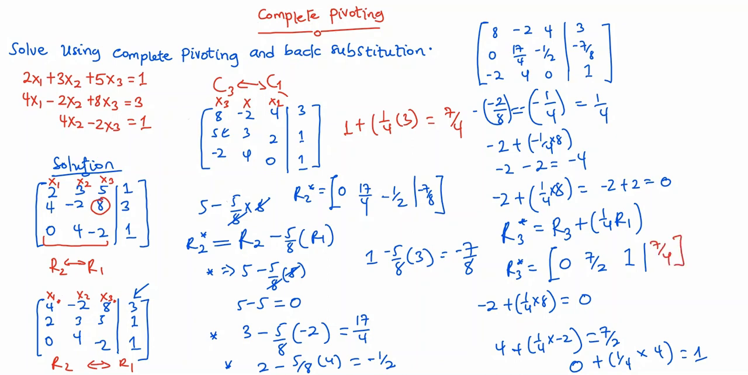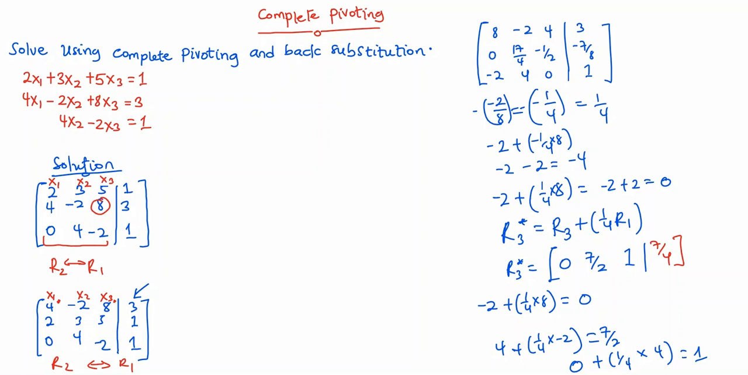Alright, so now let's rewrite the matrix. Let me free up some space. Then we continue. Okay, so now rewriting the matrix. We're going to have 8, minus 2, 4. Then we augment it to the right hand side, 3. Then we're going to have 0, 17 on 4, and then minus 1 on 2, and then minus 7 on 8. And then we are going to have 0, 7 on 2, 1, and then 7 on 4. So this is the matrix now.